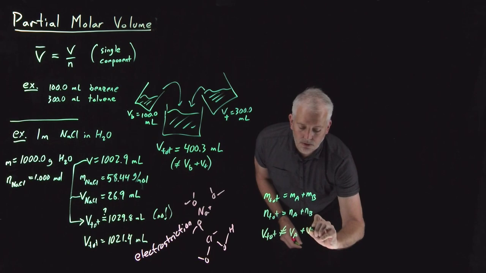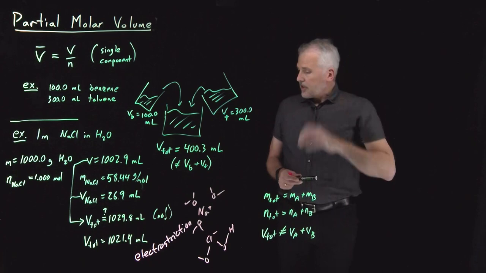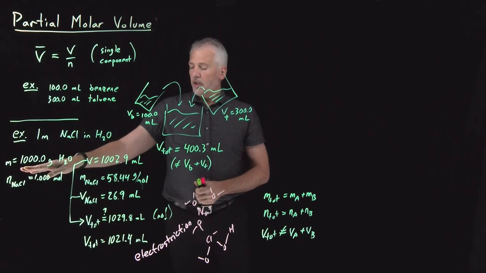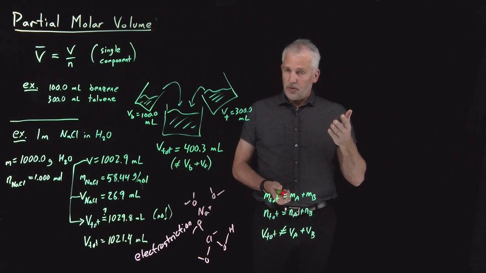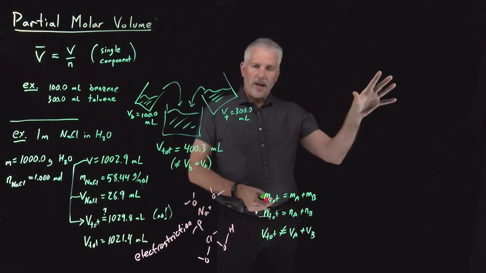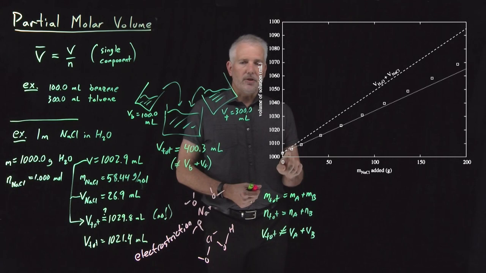So let's suppose we continue this process. I've added one mole of sodium chloride to a kilogram of water to make my one molal solution, and the volume was a little bit surprising, lower than I predicted. What if I continue and add a second mole of sodium chloride to make a two molal solution, and so on? Instead of working it out case by case, let me put up a graph of the results if I were to do that experimentally. What I've shown here is a graph of the total volume of a solution as a function of the mass of the sodium chloride that I've added to that solution.